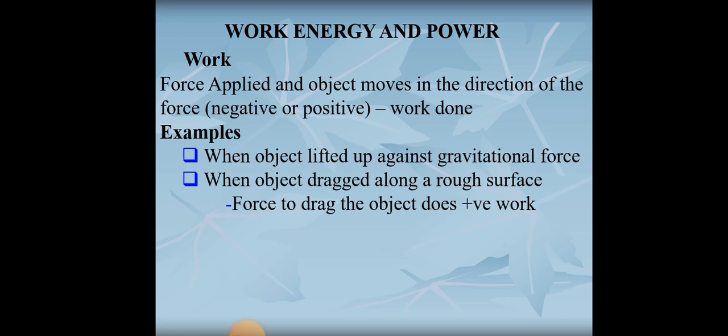So examples of where work is being done: when an object is lifted up against the gravitational force, you are lifting an object against gravitational force. So work done is whereby a force is causing some certain movement. When an object is dragged along a rough surface, it means work is being done. The force to drag the object does positive work.